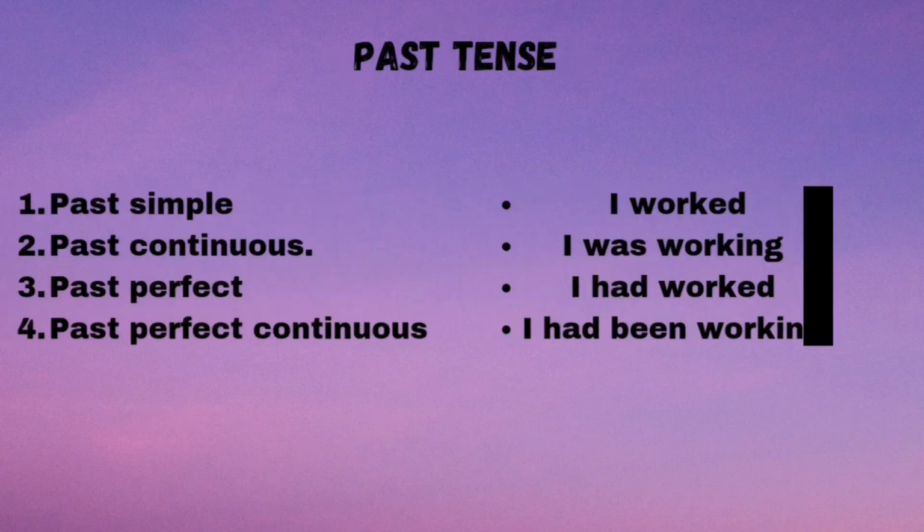Past simple: I worked. Past continuous: I was working. Past perfect: I had worked. Past perfect continuous: I had been working.